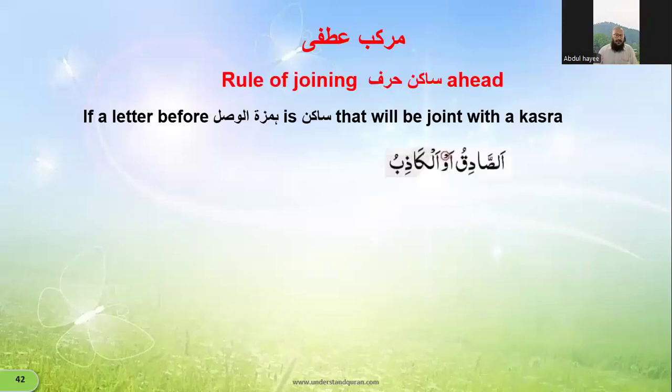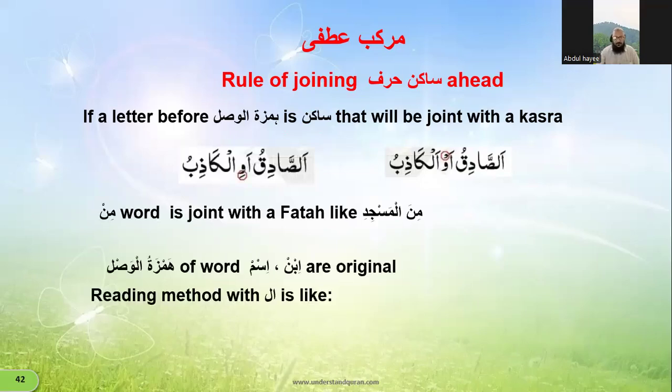How do we do as-sadiku wa alimu? It is not joined like that. It will be as-sadiku wa alimu. We will give a kasra before the sakin letter. Look, in as-sadiku wal kazibu, waw is sakin. It had a sukun, so in joining we give a kasra. Only one word takes the fatha, that is min or man. Just like minal masjidi, the noon will have a fatha for joining.